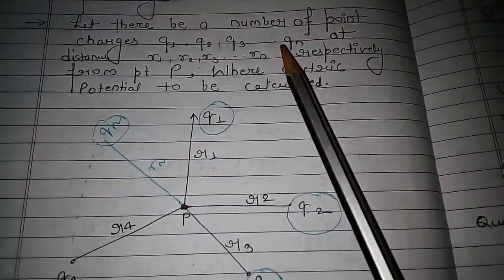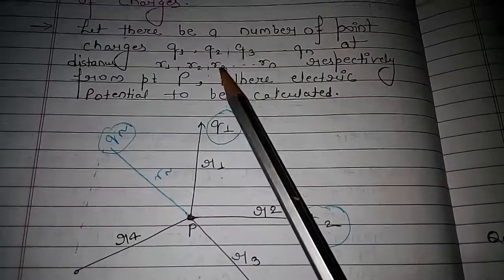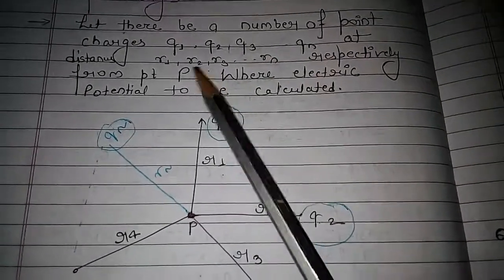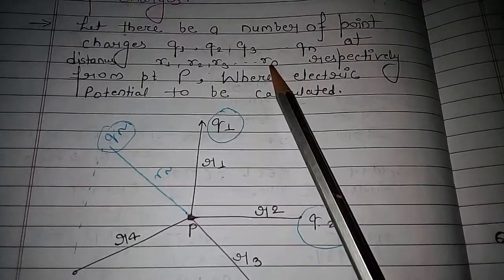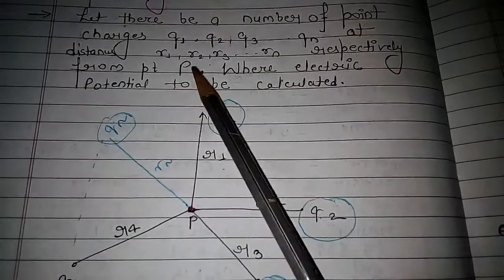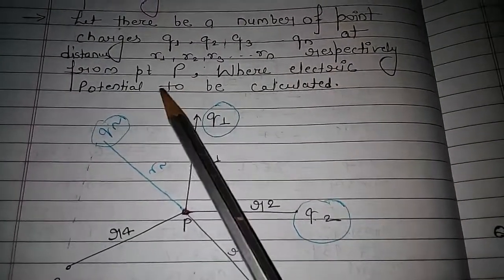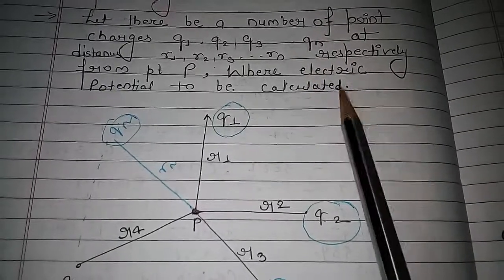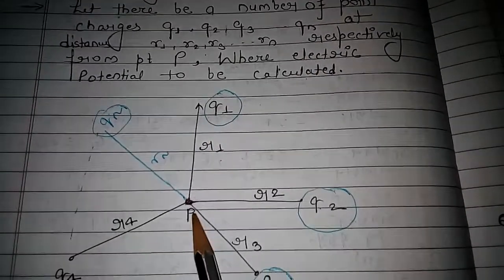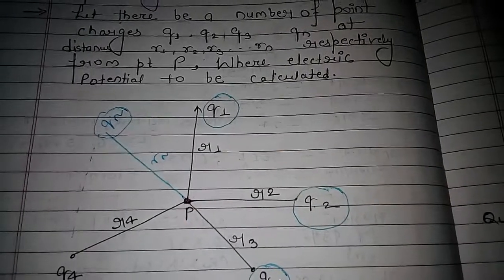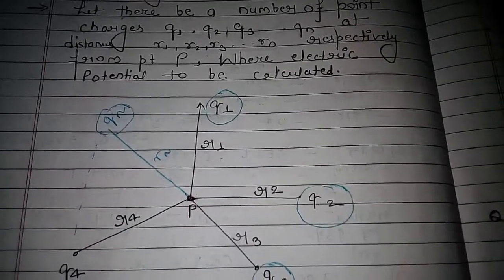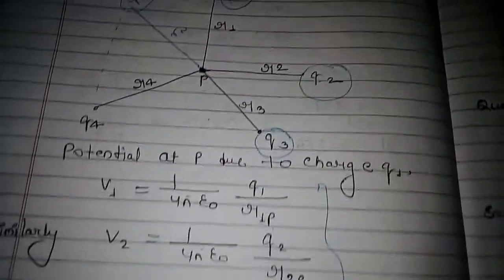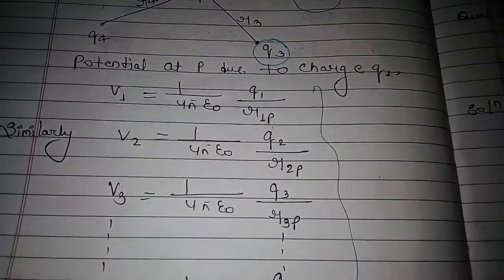Let there be a number of point charges Q1, Q2, Q3 up to Qn at distances R1, R2, R3 up to Rn respectively from point P. We have to calculate the electric potential always at point P only, in each and every derivation. We will take the point P where we have to calculate the electric potential or electrostatic potential.